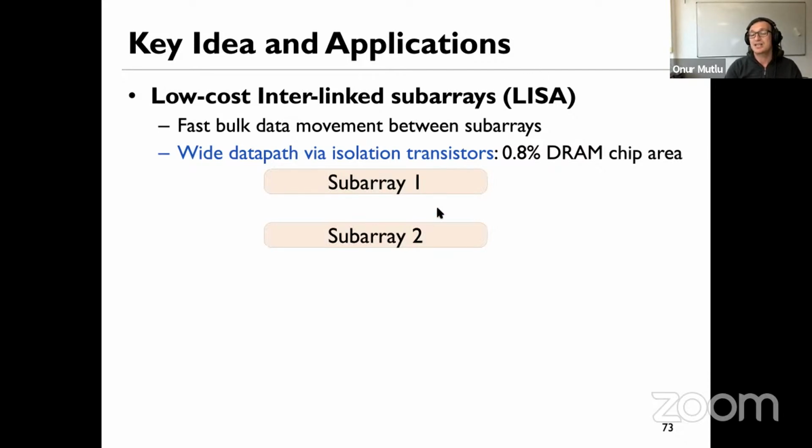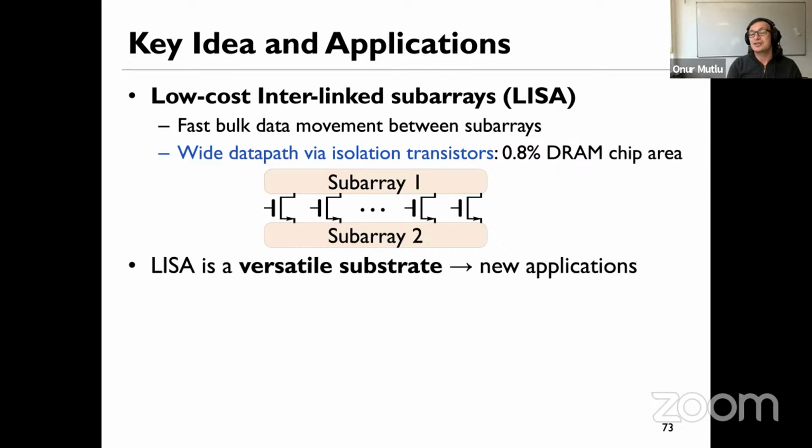If you have subarray 1 and subarray 2, normally they're not connected to each other today. The paper basically adds connectivity, isolation transistors, and you can actually control those isolation transistors. Whenever you want to move data from this subarray to this subarray, you enable these isolation transistors. Now it looks as if you have a longer bit line that's spanning multiple subarrays. Then you can move data from one subarray's row to another subarray's row buffer, and then from that row buffer to one of the rows in that subarray. So I'm not going to go into more detail than this, but this is the key idea.